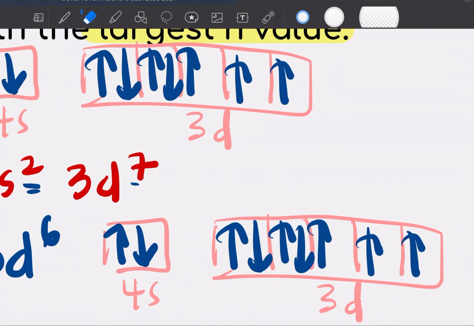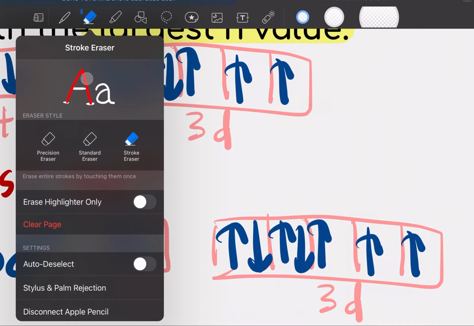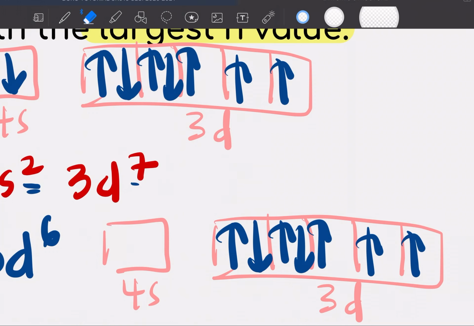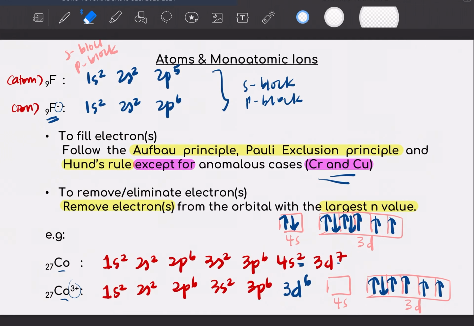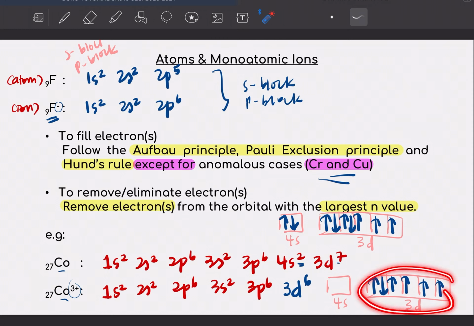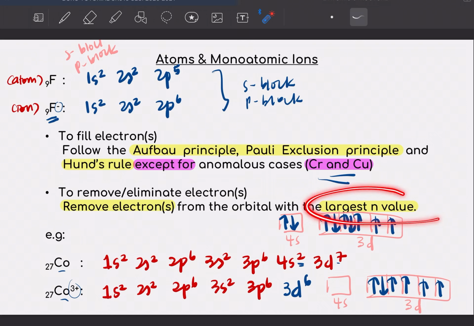You will remove 2 electrons, 1 electron from, sorry, bukan ini, this one. Okay, so sekarang ni awak punya 4s orbital dah kosong lah. Okay, lepas tu kat sini awak tinggal 6 electrons je dalam 3d orbital. Okay, so that's how you remove electrons from transition elements. You remove from the largest n.